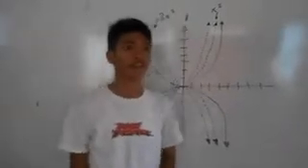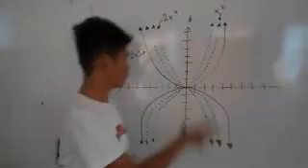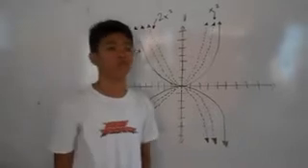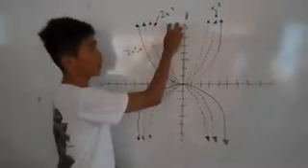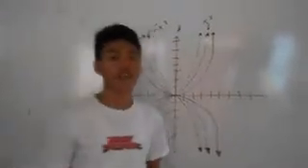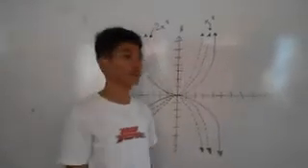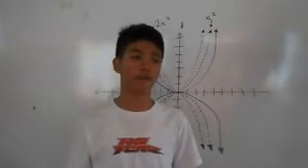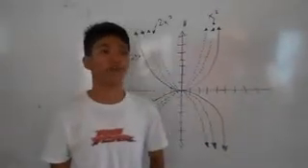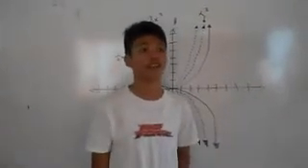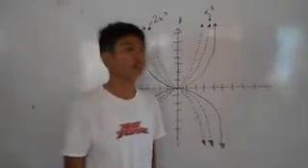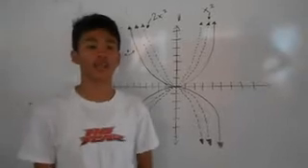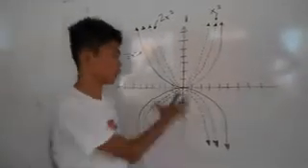If a is positive, the graph opens upward and the vertex is the minimum point. There is no negative sign, so the graph opens upward. Then if a is negative, the graph opens downward and the vertex is the maximum point. There is a negative sign, so the graph opens downward.